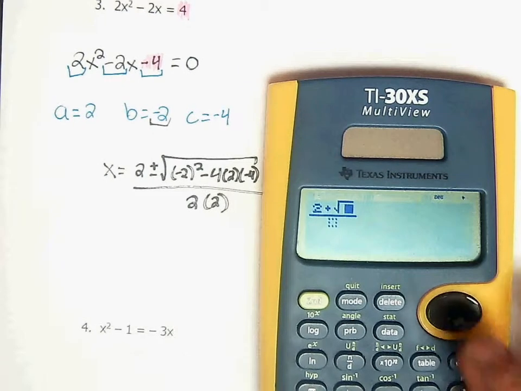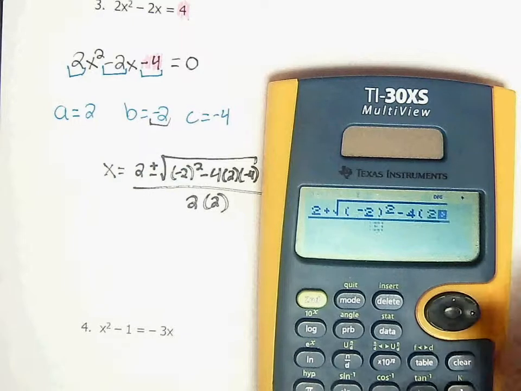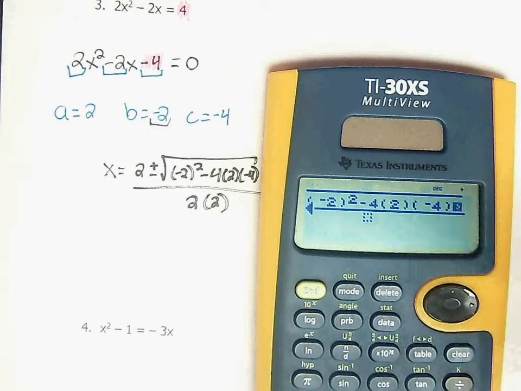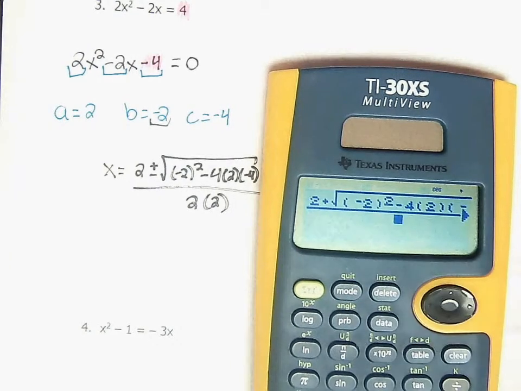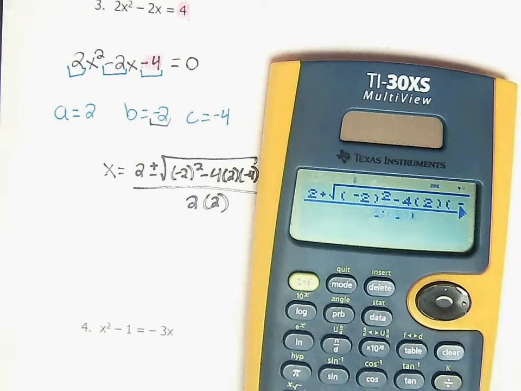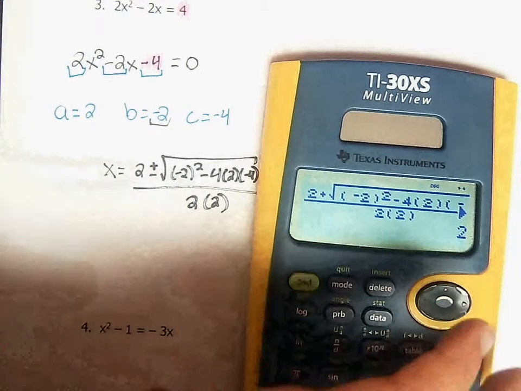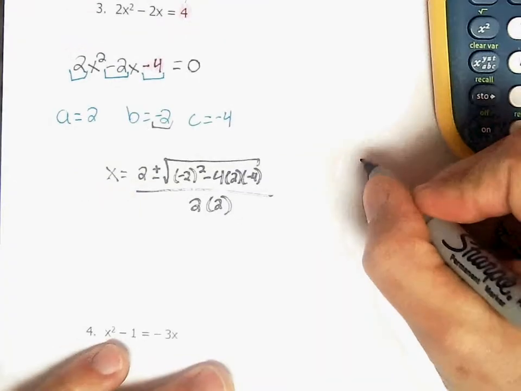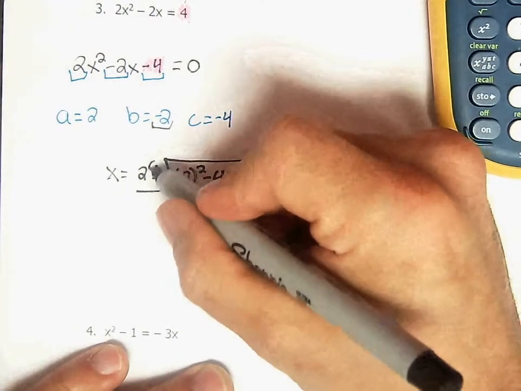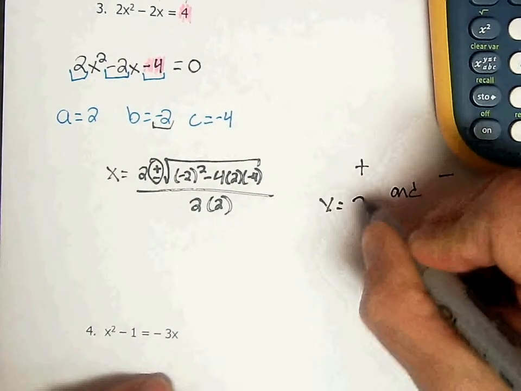Second x squared. Making sure I'm using my parentheses. Then I check to make sure that the top matches what's on my paper. And then go down to the bottom. Finish it out. Check that again before I hit enter. Hit enter. And I find out one of my answers is 2. So that's nice. So one of my answers is my plus answer. Remember, you have a plus and you have a minus answer, according to that part there. So when I use the plus sign, x equals 2.